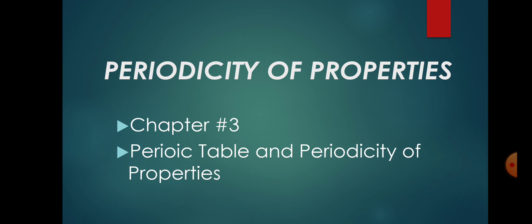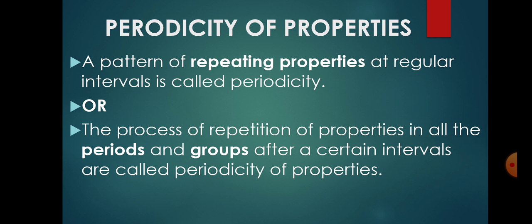Previously, we studied the modern periodic table in periods and groups. But today, we are going to start the periodicity of the properties, which is mentioned in chapter number 3, periodic table and the periodicity of the properties. First of all, we will discuss what periodicity is, then we will explain the periodicity of the properties.